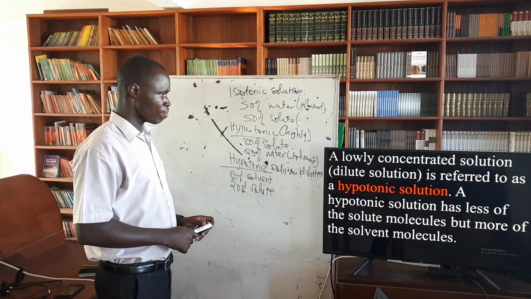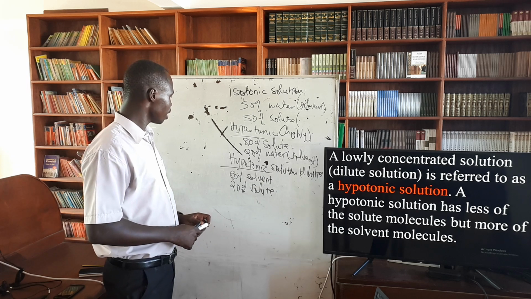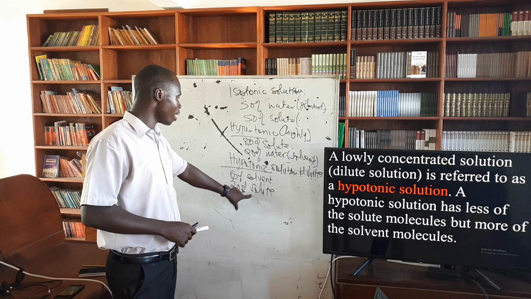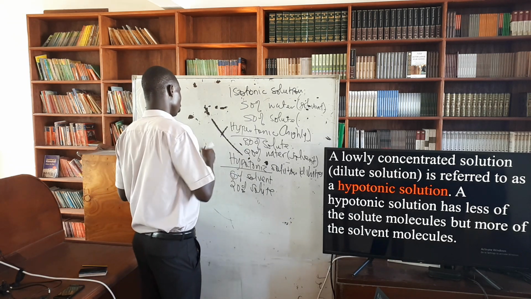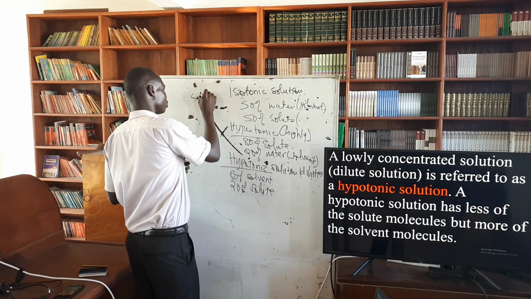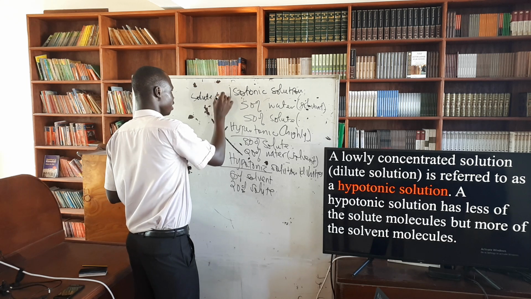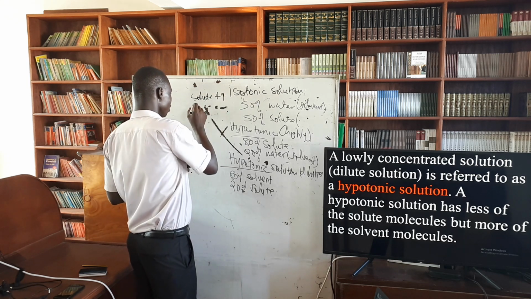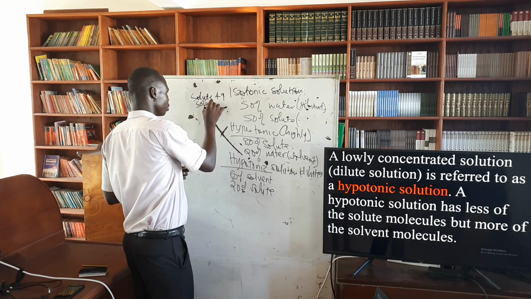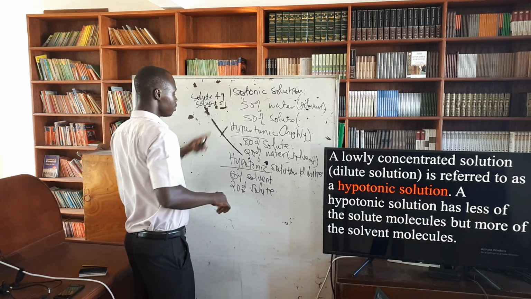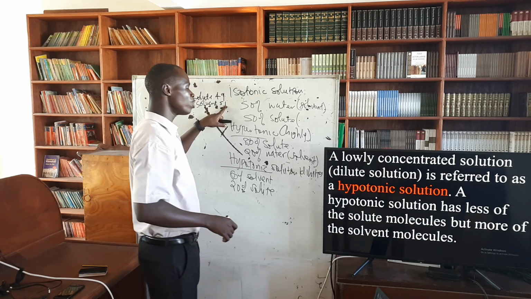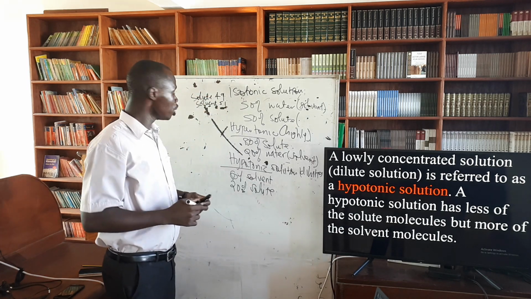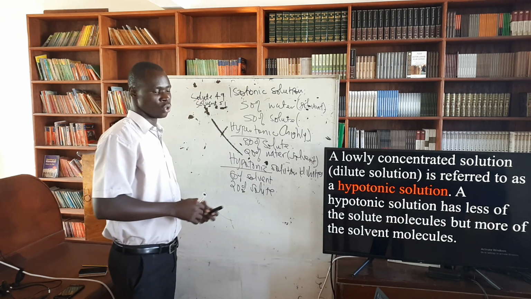Yes, molecules, but more of solvent. Less of solute, but more of solvent. Even if it's having 49 solute and 51 solvent, this is still hypotonic because it has got more solvent molecules compared to solute.